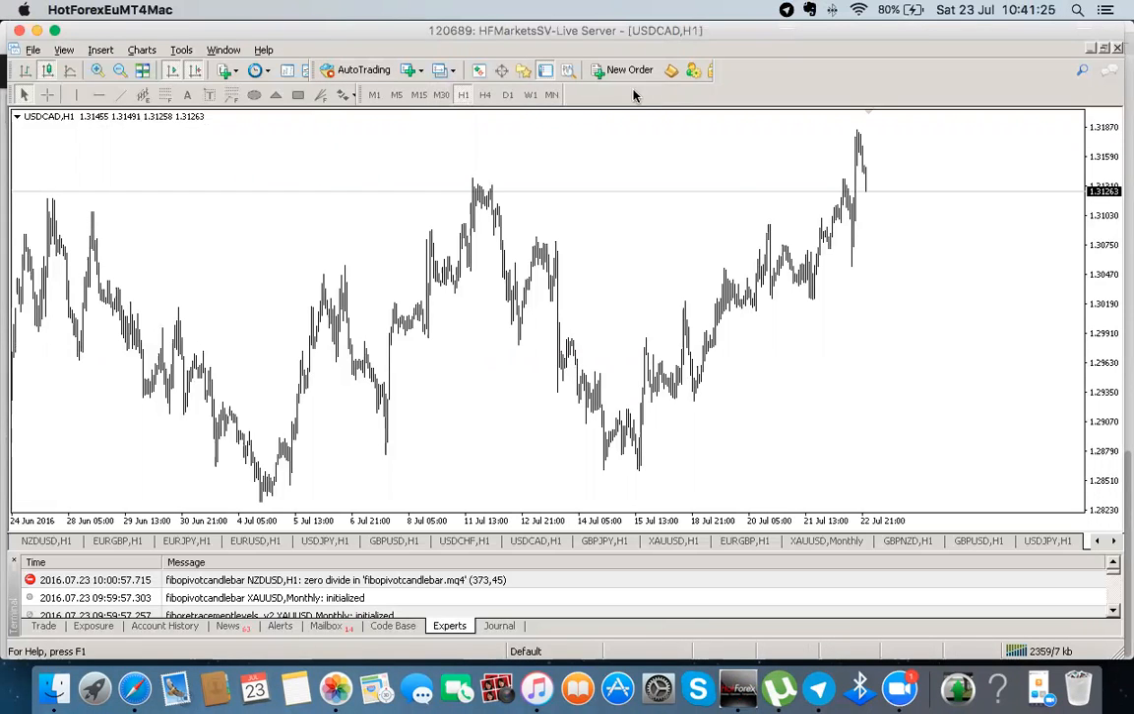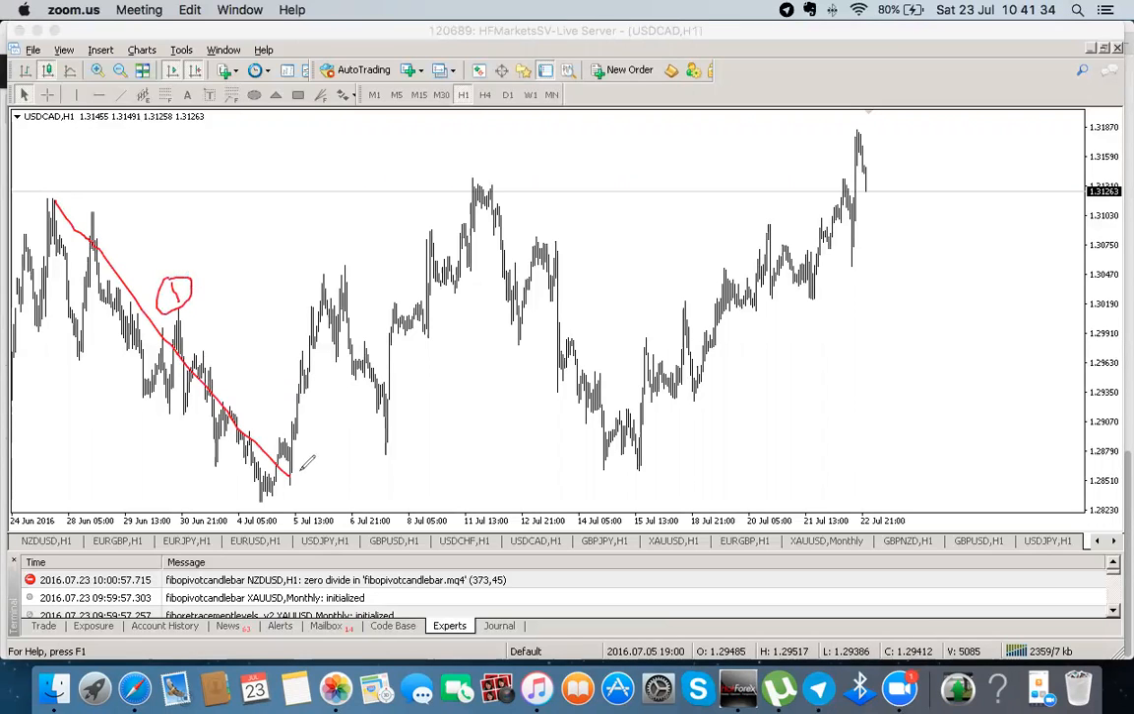So let's draw the impulsive wave. Just identify the impulsive wave before we take a trade. So this is the first impulsive wave, and this is the second impulsive wave, and this is the third, and this is the fourth. We have to understand the impulsive waves in order to draw the Fibonacci ratios. So I'm on the first impulsive wave right now. Let's draw the Fibonacci ratios.